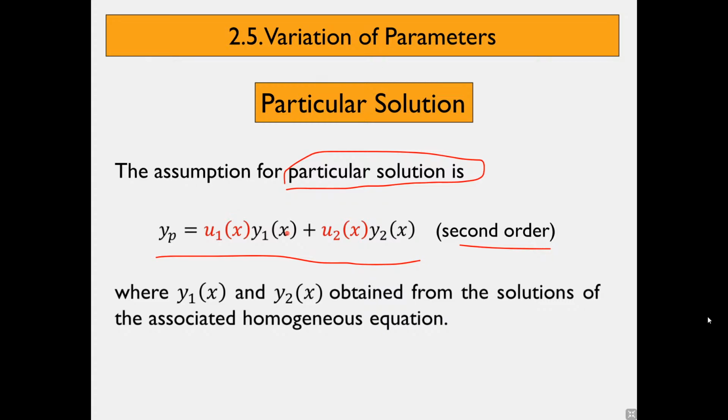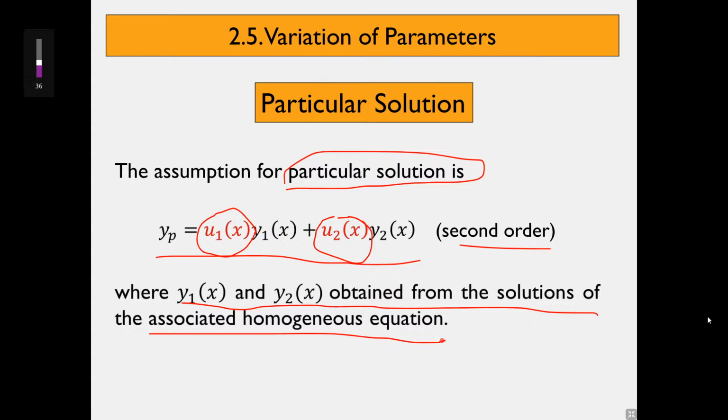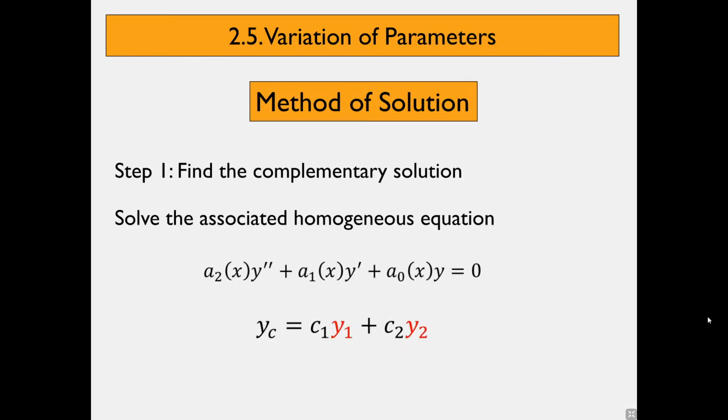So u1, u2, this one we will find later. But y1, y2 are obtained from the solution of the homogeneous equation. So this yp includes y1, y2. And then u1, u2 we will find later by using the variation of parameter method. So the variation of parameter method is to find u1 and u2. And y1, y2 you already obtained from solving the homogeneous differential equation.